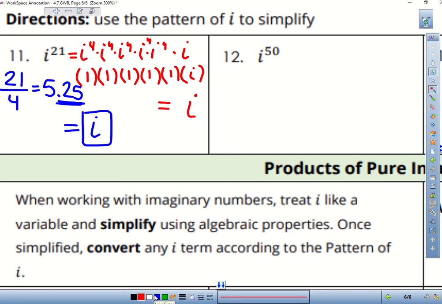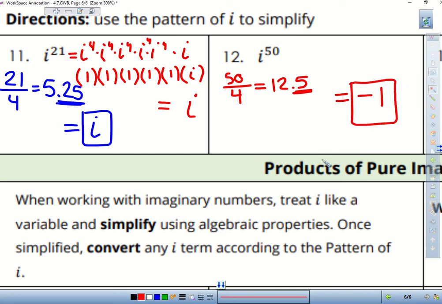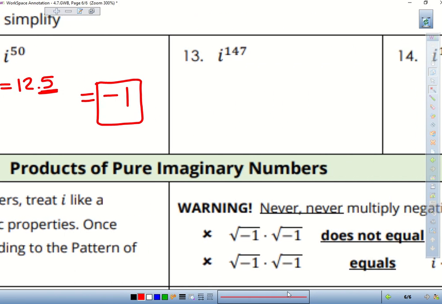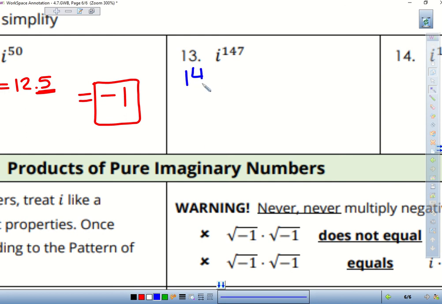Okay, so do you want to write it out 50 times, or do you want to just do the simple way? Simple way. 50 divided by 4 gives me what? 12.5. 12.5, and the rule says if it's 0.5, what's my answer? -1. It's i squared. Next, 147 divided by 4 comes out to be 36.75. So what's the answer here? -i.